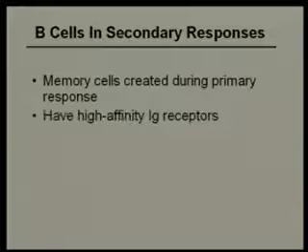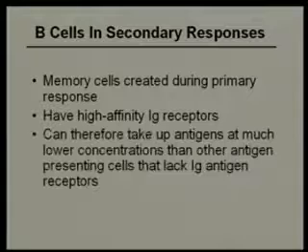These memory cells have very high affinity receptors, so they're able to bind antigen to very high affinity. Therefore, it takes very small quantities of the antigen to activate these cells. So it takes much lower concentrations of the antigen for the B cell to be able to pick it up and then present it to the T cell.